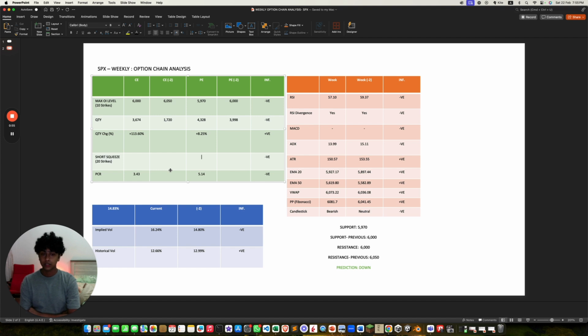Both EMAs are higher, that's two positives. VWAP is higher. The pivot point is higher as well, that's two positives. And the candlestick is negative.